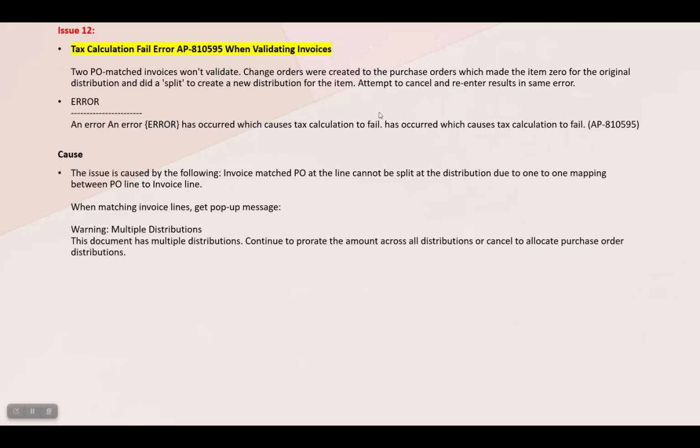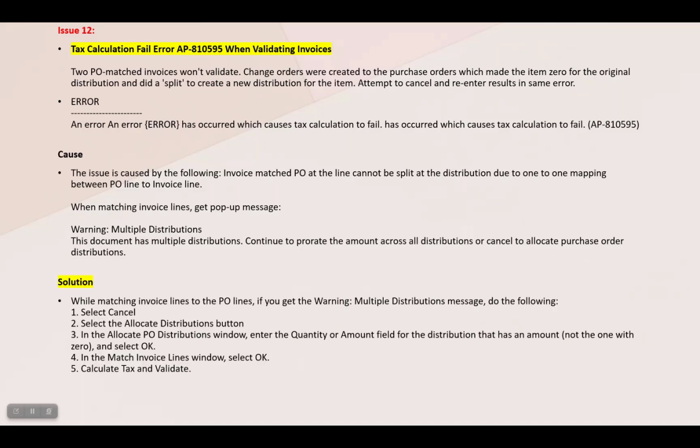This issue is caused by the invoice matched to the PO line, which cannot be split at the distribution level due to the one-to-one mapping between the PO line and the invoice line. When matching the invoice line, you will get a pop-up message about multiple distributions: this document has multiple distributions. Continue to prorate the amount across all distributions, or cancel to allocate purchase order distributions.